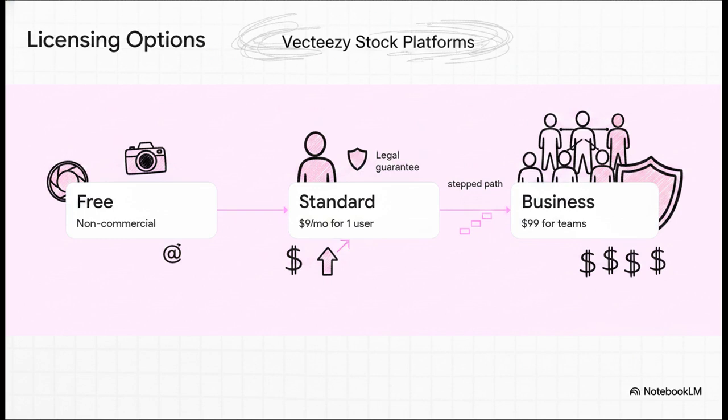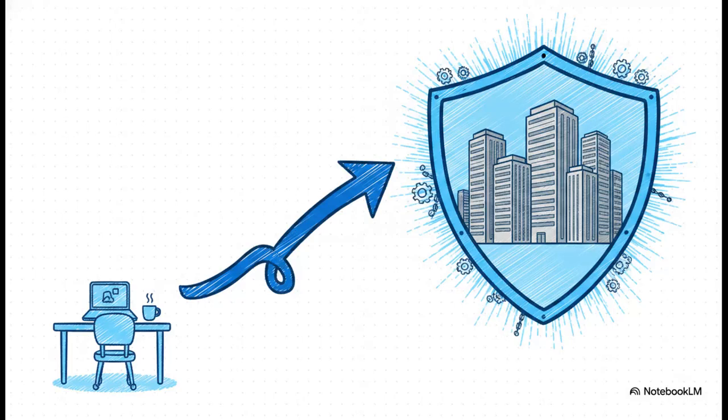But if you need more freedom and you want to drop those credits, you just step up to a Pro Standard license for about $9 a month. That covers a single user and gives you peace of mind with up to a $10,000 legal guarantee. And if you're managing a larger team, you grab the Pro Business license for $99, which protects multiple users collaborating across a whole organization.